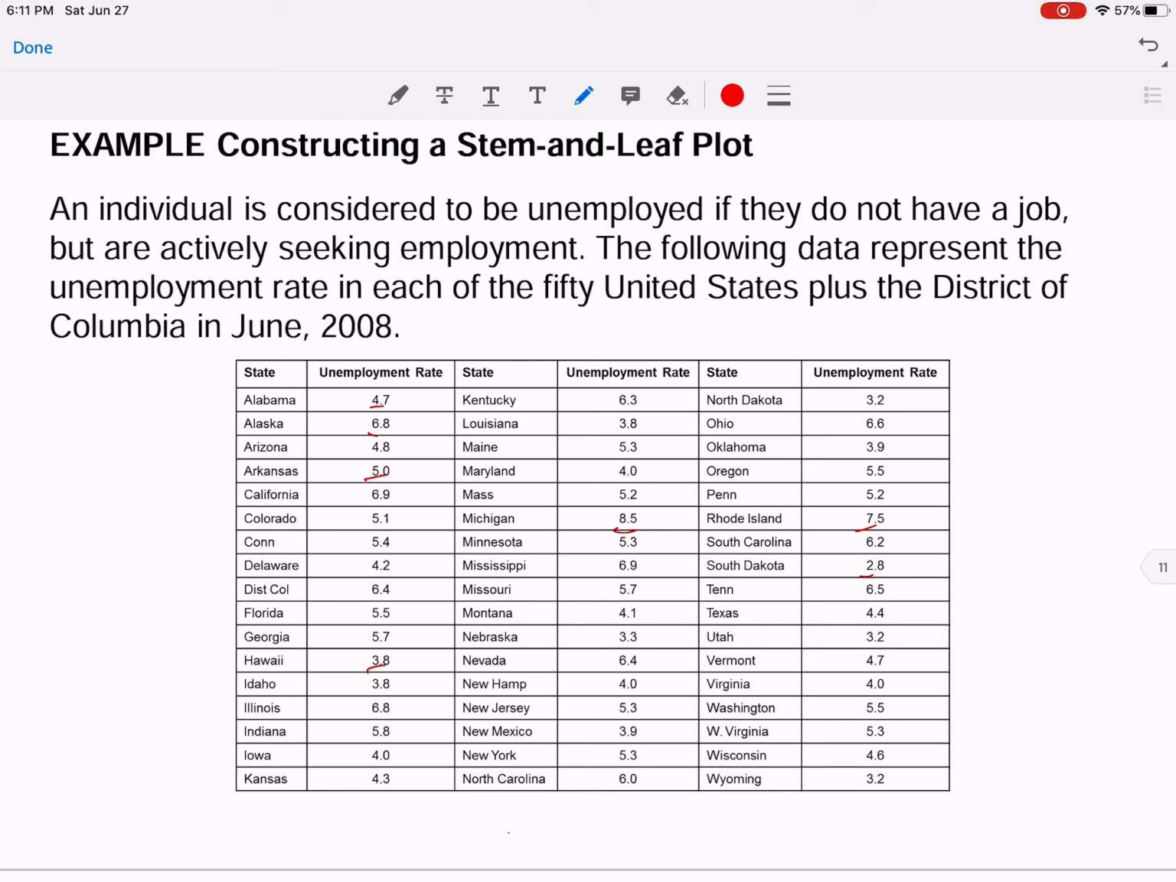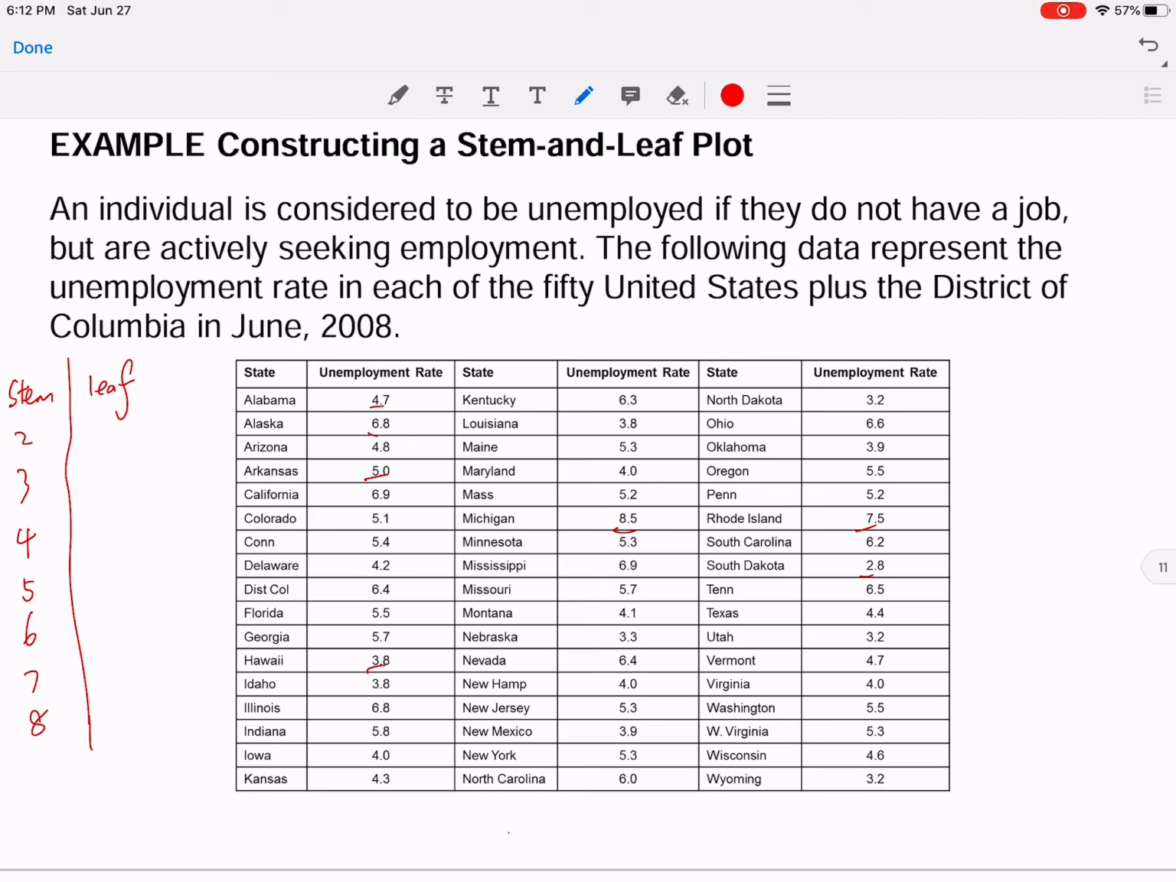So if we want to draw a stem-and-leaf plot, first of all, we gotta write down stem and leaf here, and draw a vertical line between them. And then we write down all of the stems in ascending order. As I just mentioned, we have 2, 3, 4, 5, 6, 7, and 8. And then we go ahead and find the leaves corresponding to each stem.